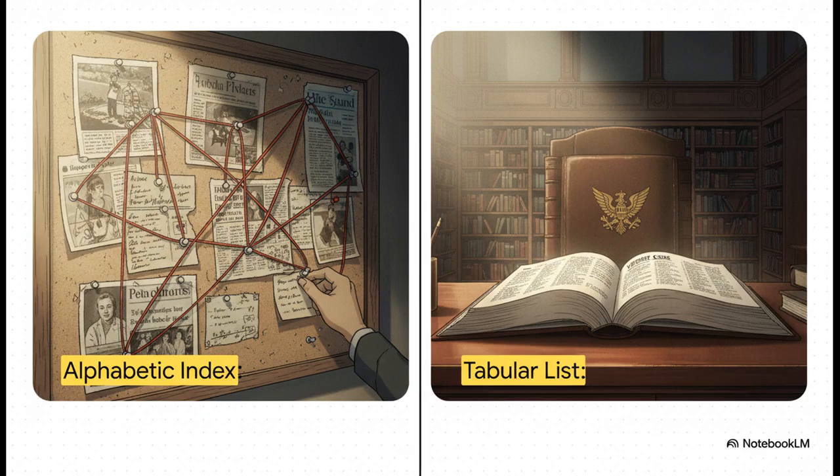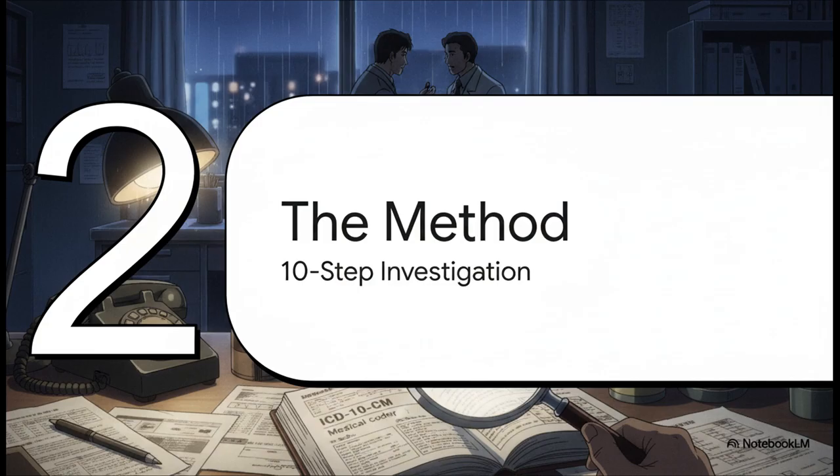But, and this is so important, you never ever just take a code from the index and call it a day. You always take that potential code to the tabular list. That's the book of laws. It's where you verify your clue, read all the fine print, and make absolutely sure it's the right code for your case. And to make sure no clue is ever missed, there's an official procedure.